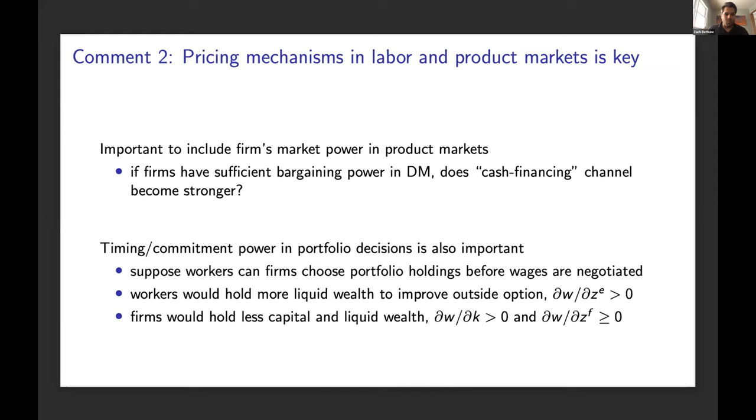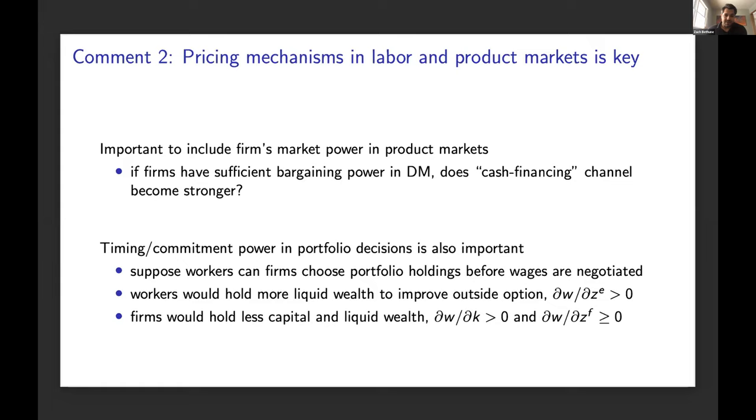Now, what I want to push the authors to think about are really two things. One, as I mentioned in that first slide, the story here is all about how these surpluses are shared. So it's all about the pricing mechanisms, both in the labor market and in the product market. A starting point, and they do this in the paper, Leon didn't have time to get to it today, is that instead of assuming that firms are price takers in product markets, they assume that firms have some bargaining power, some market power, there. That's certainly important to model, right? If firms possess sufficient bargaining power in product markets in the decentralized market, then this cash financing channel seems to become stronger. Now, does it completely outweigh the other effect? It's not clear, but it's certainly a quantitative question, because at the end of the day, you're doing a horse race.